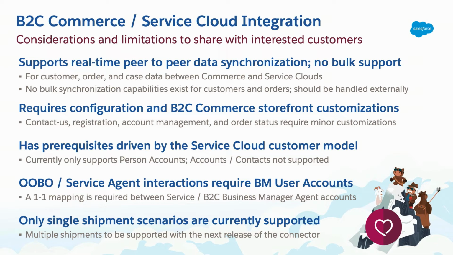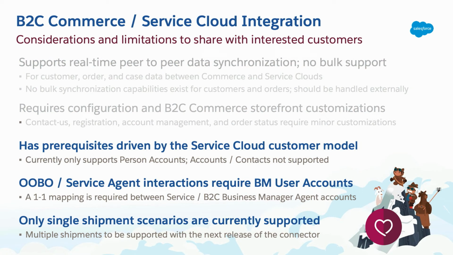So think about that. It has prerequisites based on the Service Cloud customer model. This will work for any customer model, but it will only work without customizations if you're leveraging person accounts. So if you're doing accounts and contacts, households, or B2B to C, you're going to have to customize the connector to work with your customer model. And then lastly, with regard to order on behalf of, if you want to enable it, you have to remember that for every service agent that you have in Service Cloud, you're going to want a Commerce Cloud Business Manager account that maps to that service agent. We provide a way of doing this through named credentials within the Service Cloud platform.